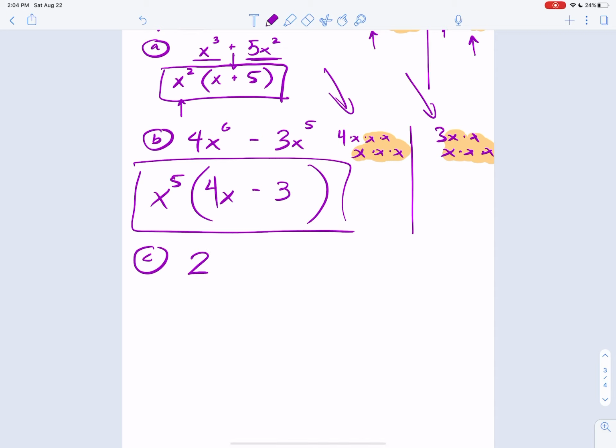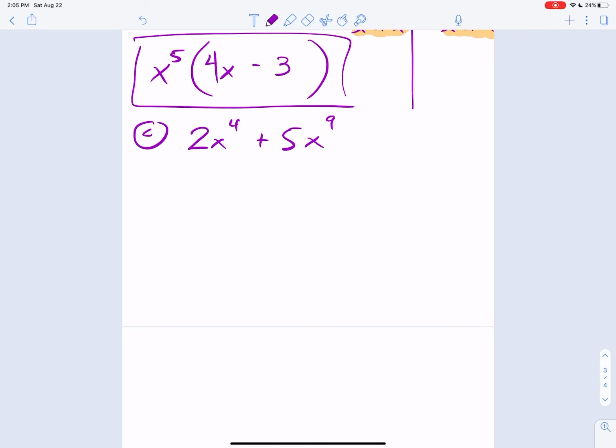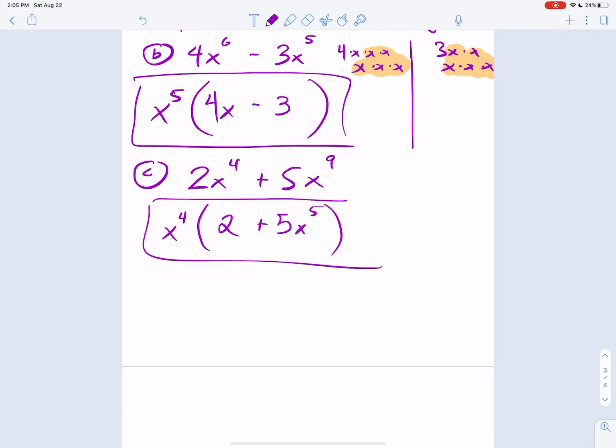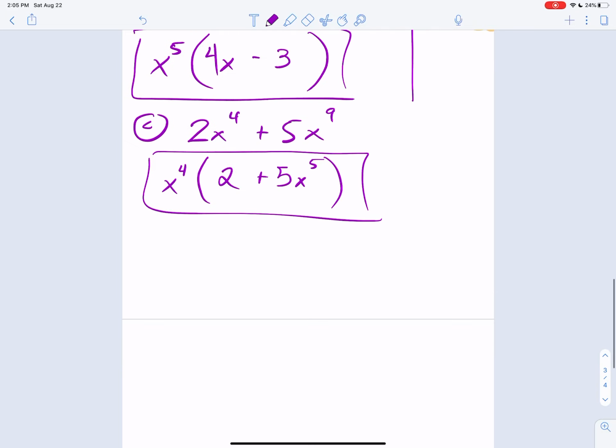Try this on your own here. 2x to the 4th plus 5x to the 9th. Pause and play whenever you're ready. Okay, so here you have, actually, I'm not going to draw it out. You guys have 4 x's in common, so I'm going to factor out x to the 4th. If I take out x to the 4th, I'm going to be left with just the 2. And you're going to be left with the 5 in the front, but 5 x's left over because I took out 4 out of your 9. If you got that, great. If you didn't get that, text me, ask me so I know, okay?